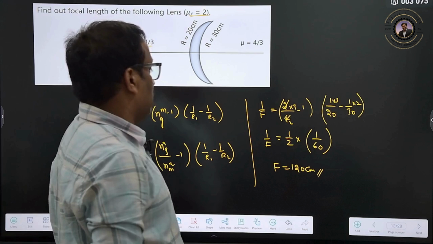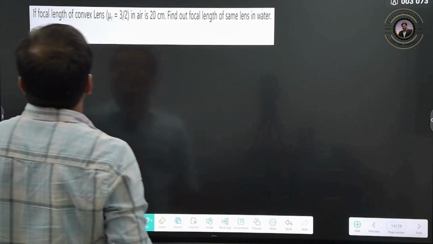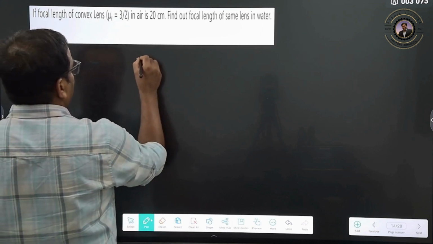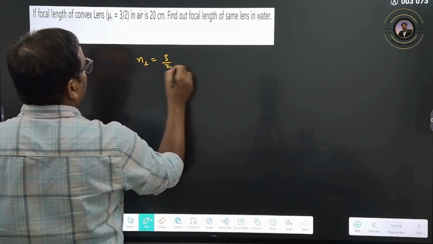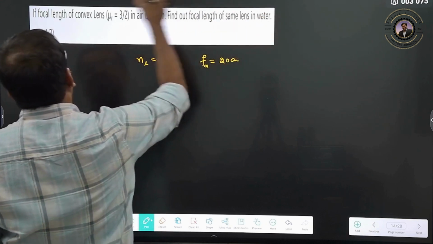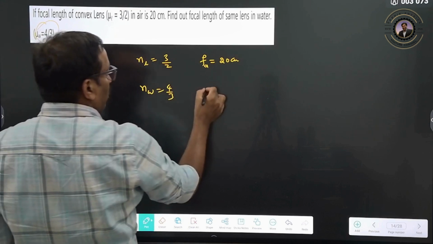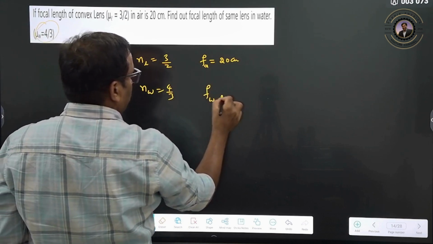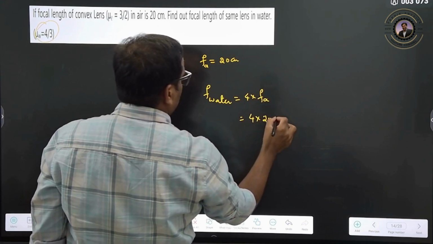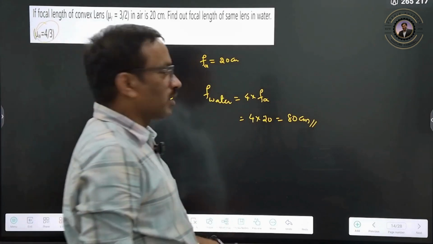Clear? Right? So now let us understand. If the focal length of the convex lens, with refractive index of the lens equal to 3 by 2, in the air is about 20 centimeter, find out the focal length of the same lens in the water. The refractive index of the water is 4 by 3. I already told you the focal length in water will be equal to 4 times your focal length in the air. 4 into 20, that is nothing but 80 centimeter. So, sir, substitute in the formula, you can get your answer.